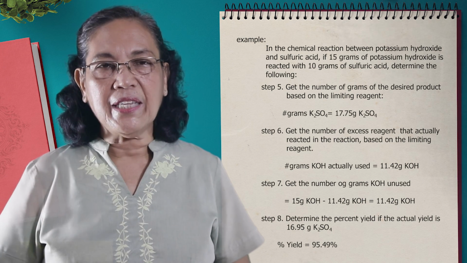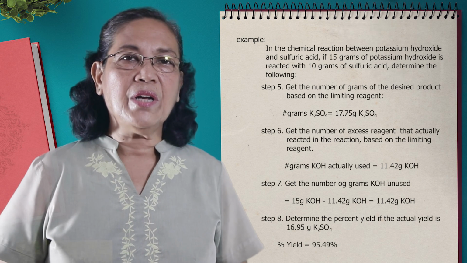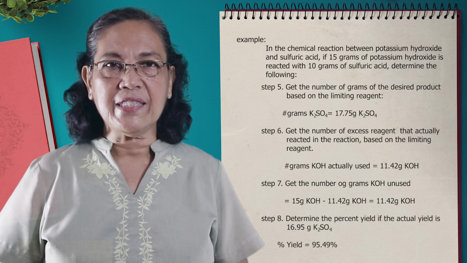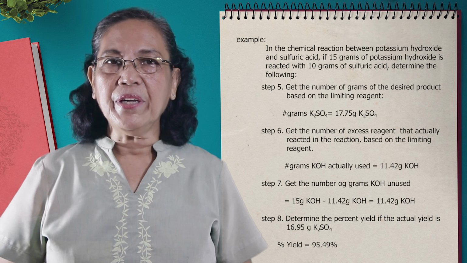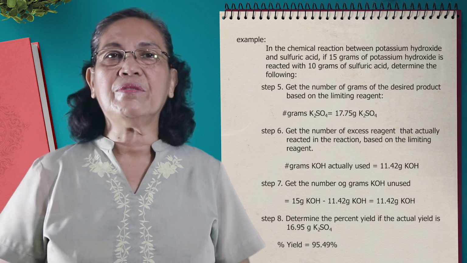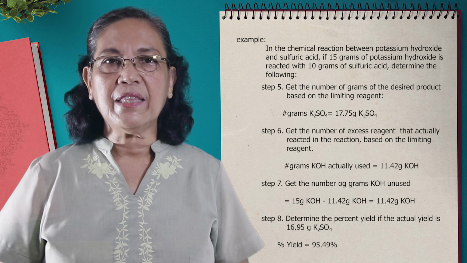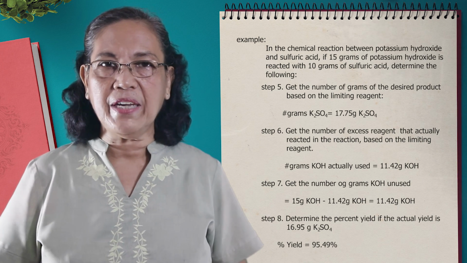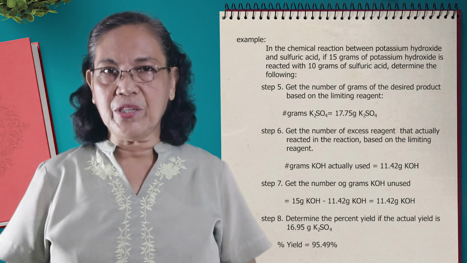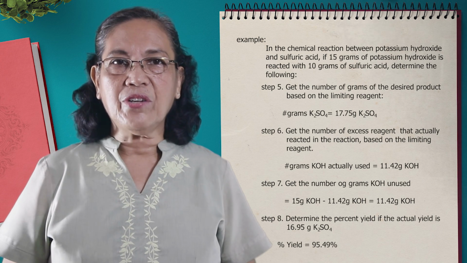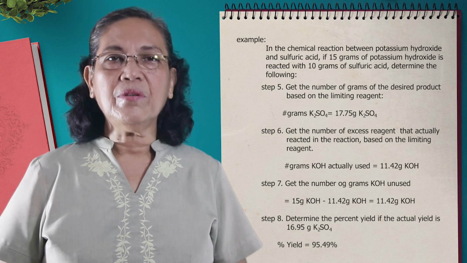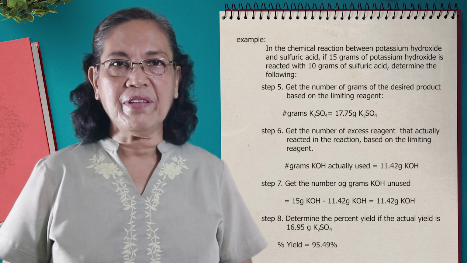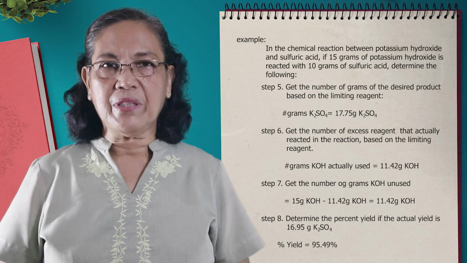To convert the number of moles to number of grams of the desired product, we multiply this number of moles, which is 0.102 moles of the potassium sulfate, times 174 grams of potassium sulfate is to 1 mole of potassium sulfate, so that you can cancel out the moles of potassium sulfate, giving us 17.75 grams of potassium sulfate.